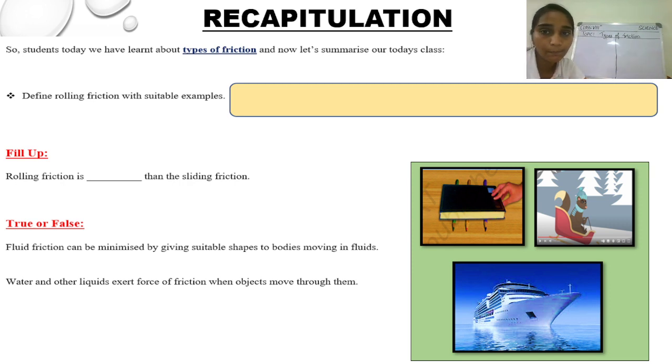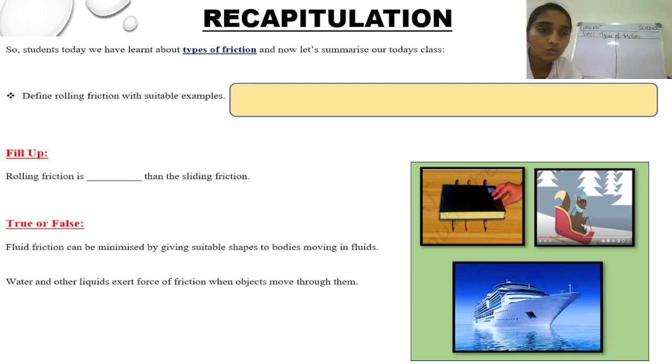And what are the suitable examples? Yes, the wheels attached to the luggages. Yes, this can be one of the examples of rolling friction. And students, rolling friction is dash the sliding friction. What will be the answer? Very good. Rolling friction is less than the sliding friction.